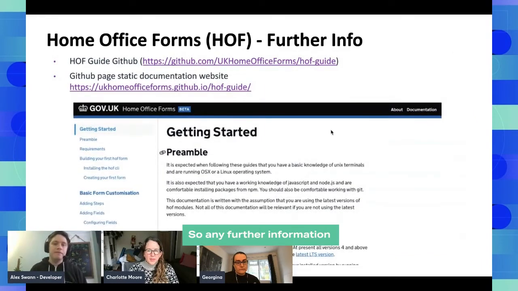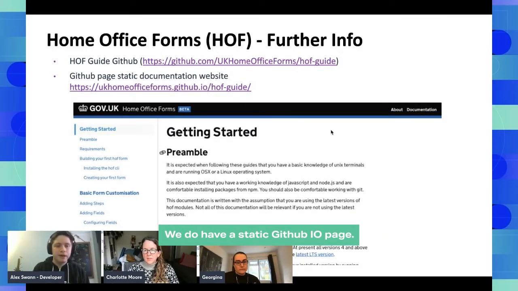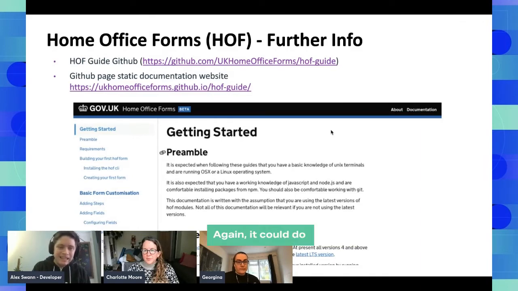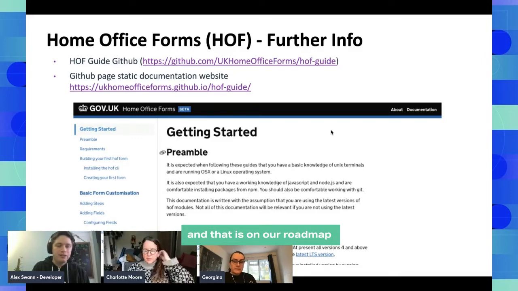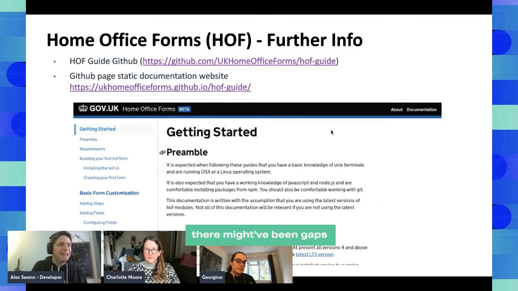Yeah, so for any further information on the Home Office Forms framework, we do have a static GitHub IO page. Again, it could do with a bit more improving, and that is on our roadmap. Just to keep adding to it, because there's lots of nooks and crannies that the original developers who put this together probably didn't have the time to document everything, because they were probably moving quite quickly. So as we're discovering new things about it, we're also seeing where there might have been gaps in how they implemented certain things, seeing if we can refactor them and document them better.